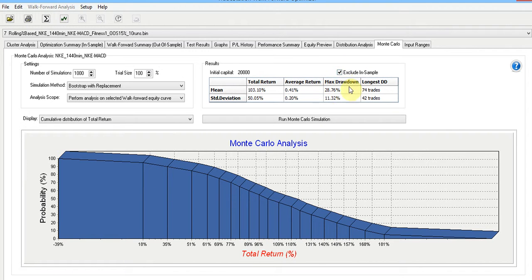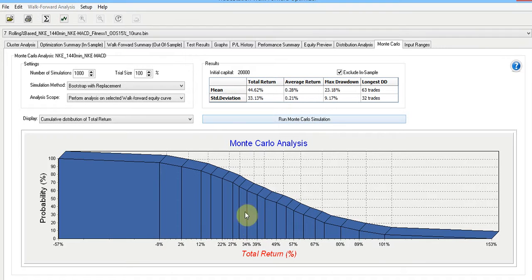If I exclude the in-sample, then it's even more so. Yeah, you see here, it's even worse. So I'm just focusing on the out-of-sample. So I would never trade, in other words, this trading system.